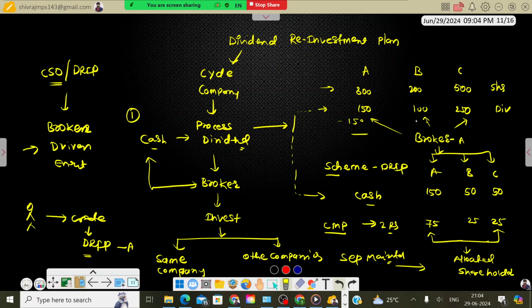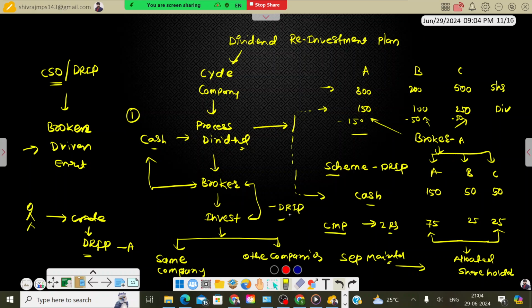Here also, if you see, the broker will reverse 50 rupees out of 100 dividend income, and here also 50. This will reverse, and this amount will transfer to the broker, and then the broker will manage that entire show. So this is how we process a DRIP event, dividend reinvestment plan.